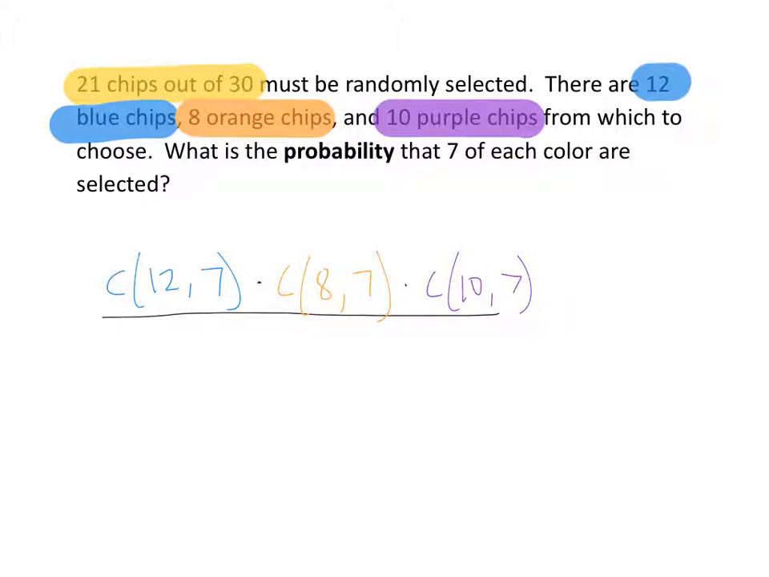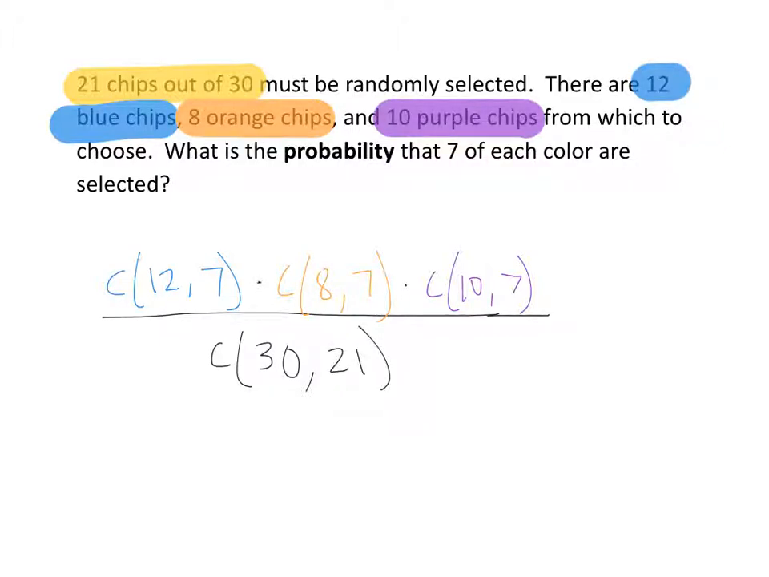Now the total number of outcomes, and I color-coded that for you there, so hopefully that's easy to follow. The total number of events on the bottom is going to be a combination because it doesn't matter which chips we choose or in what order. It doesn't matter if we get 2 blue chips here, 2 orange there, 2 purple there. We just want to get the 7 of each color. So now it's a combination of the total amount of chips you have, which is 30, and how many are you choosing? Well, 7 of each color, but there's 3 different colors, so that would be 21 chips.